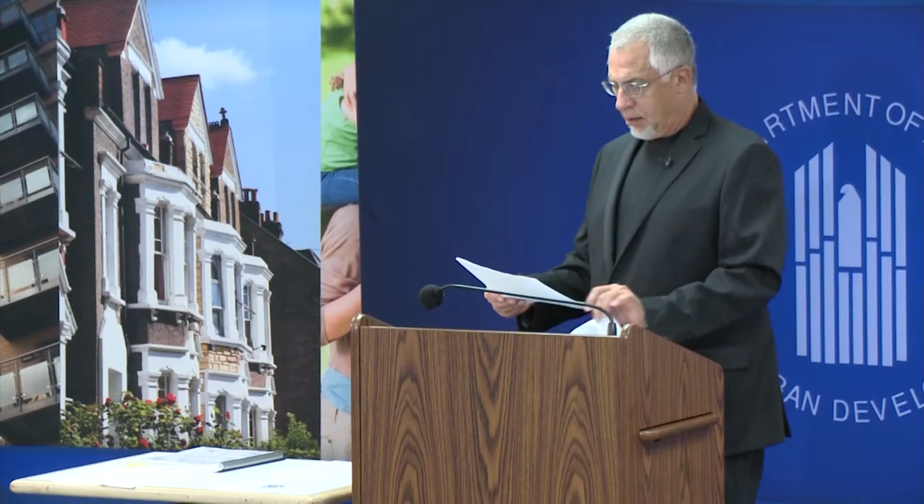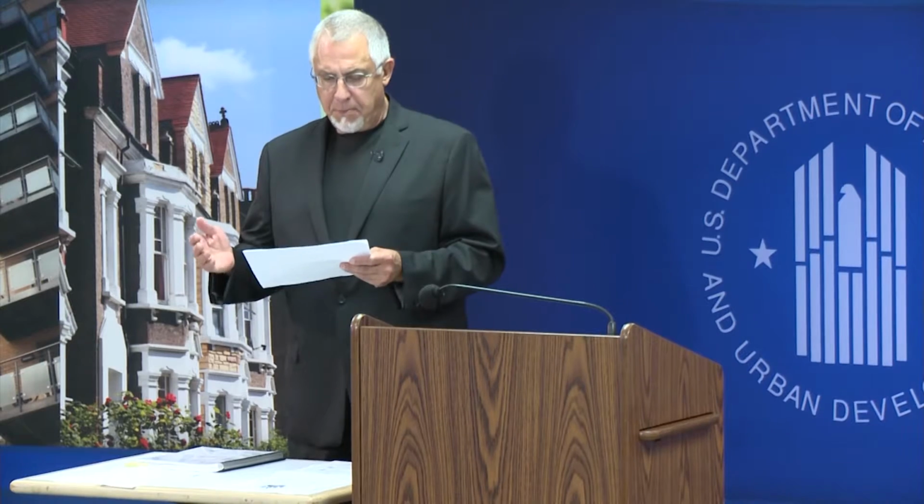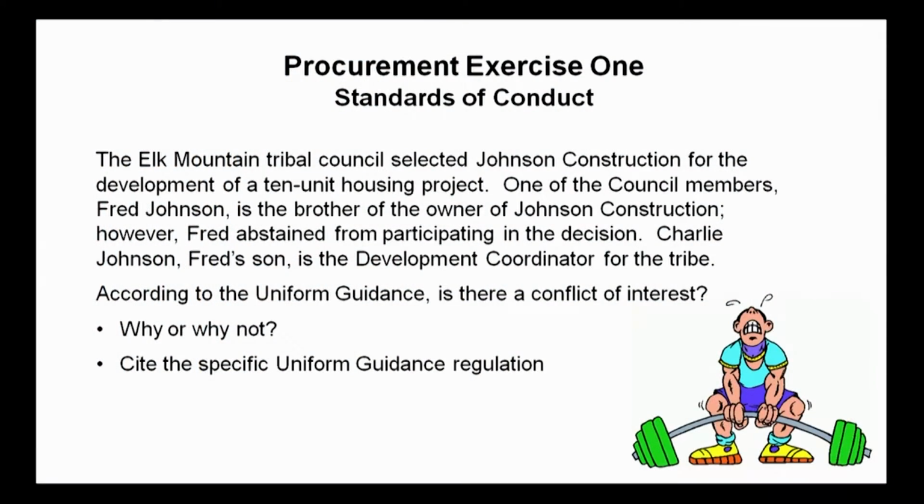So here's exercise 1, standards of conduct. The Elk Mountain Tribal Council selected Johnson Construction for the development of a 10-unit housing project. One of the council members, Fred Johnson, is the brother of the owner of Johnson Construction. However, Fred abstained from participating in the decision. Charlie Johnson, Fred's son, is the development coordinator for the tribe. So according to the uniform guidance, is there a conflict of interest?